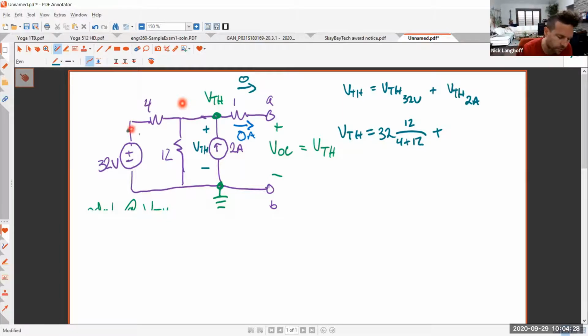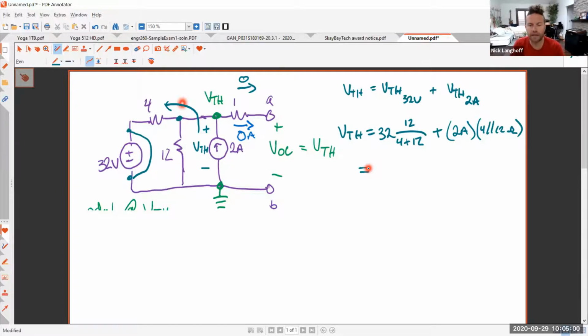And if we short the 32 volt source, all of the current, all of the 2 amp source is going to flow into this node here, which splits between the 4 and the 12. Or in other words, you could say 2 amps flows through a 4 parallel 12 combination. And that's just simple Ohm's law. You've got 2 amps flowing through a 4 parallel 12 ohm resistor.